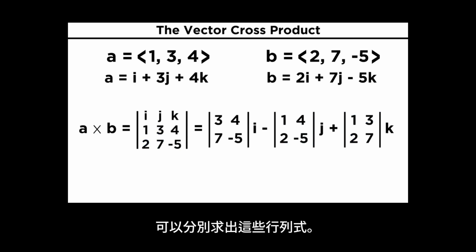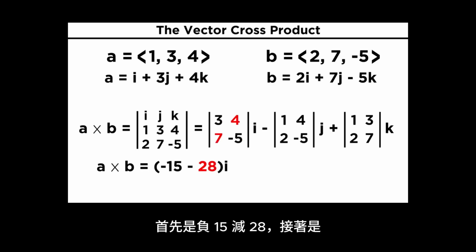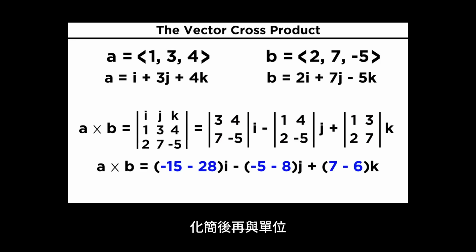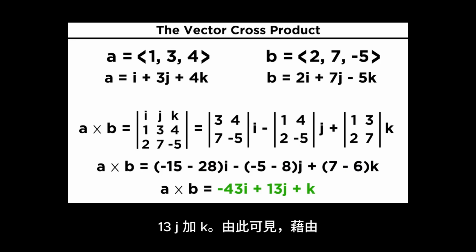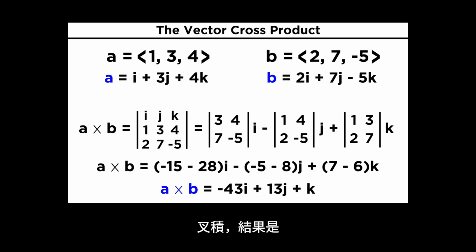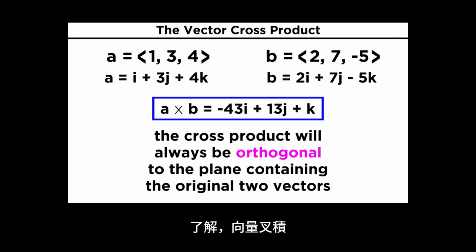Now we can find each of these determinants. First we have negative 15 minus 28, then negative 5 minus 8, and then 7 minus 6. Simplifying and combining with the unit vectors, we are left with negative 43i plus 13j plus k. So we can see how using determinants, we have found the cross product of these two vectors, which is another different vector. We must understand that a vector cross product will always yield a vector that is orthogonal, or perpendicular, to the original two vectors, or rather to the plane containing them.